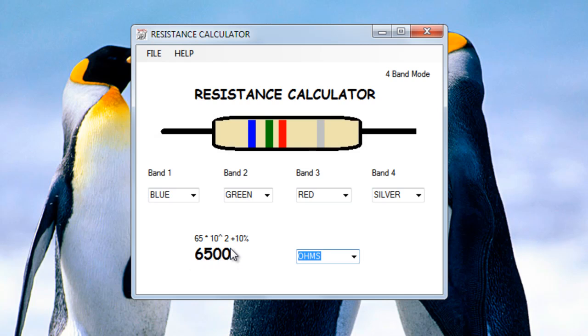I hope now you can easily find the resistance if you know the color codes manually also, but if you don't remember the values of color, you can switch to the calculator. Now this calculator also has an option of finding the resistance of 5-band and 6-band. First we will see 5-band.